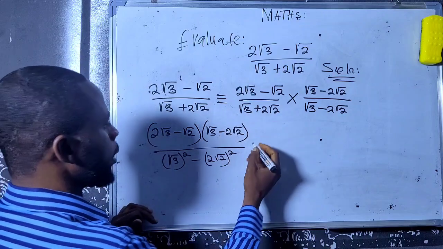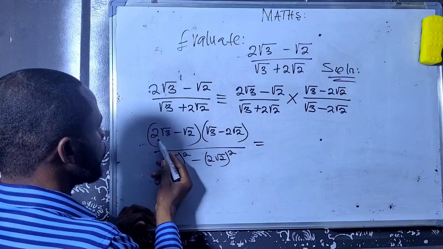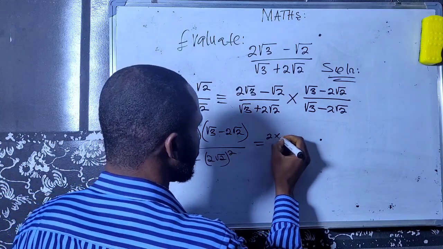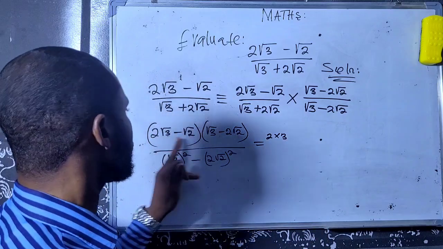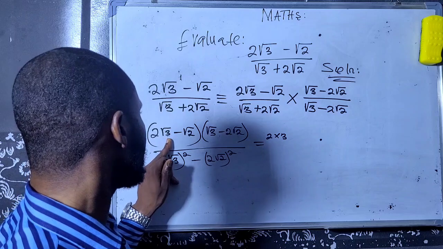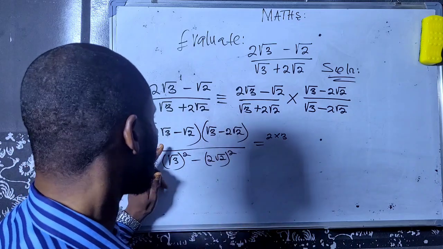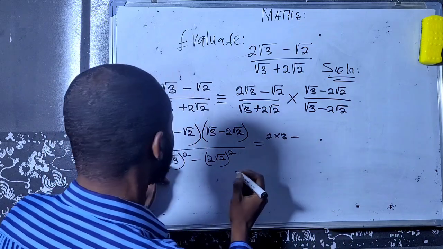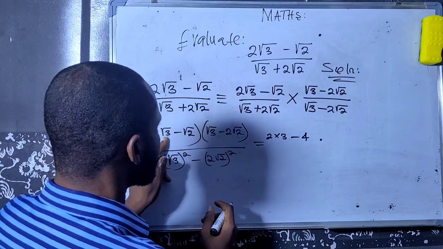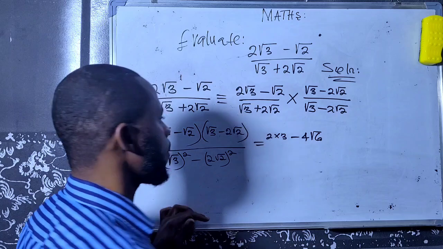Now, we multiply out the numerator, and you're going to have here 2 root 3 multiplied by root 3. That gives us 2 multiplied by 3, because root 3 times root 3 will give us 3. Then again, we multiply 2 root 3 with minus 2 root 2, and we have here minus 2 times 2, that will give us 4. Then root 3 times root 2, that will give us root 6.